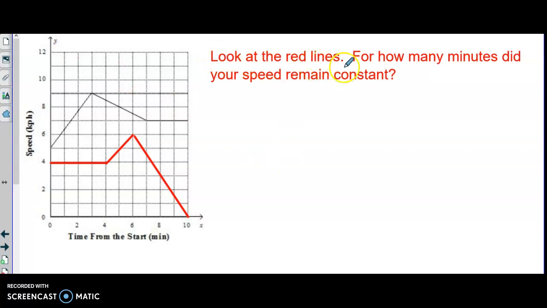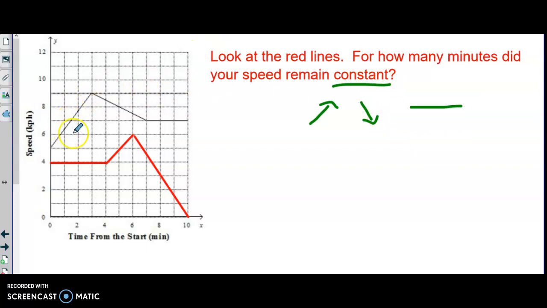All right, look at the red lines. For how many minutes did your speed remain constant? If your speed remains constant, that means it's not changing. It's not getting faster and it's not getting slower. And if we think about speed on a graph, faster would be going up and slower would be going down. If we want it to remain constant, we need it to be the same the whole way.